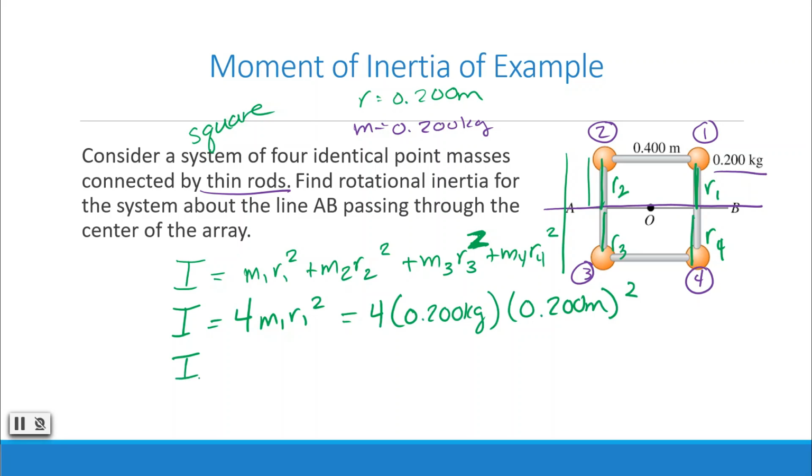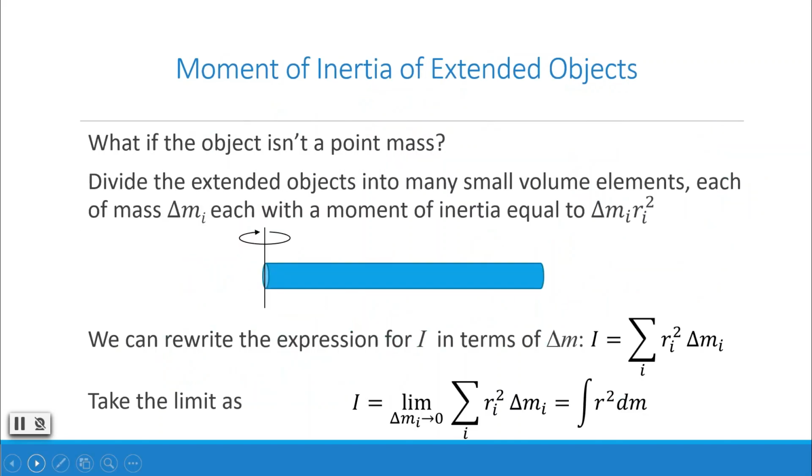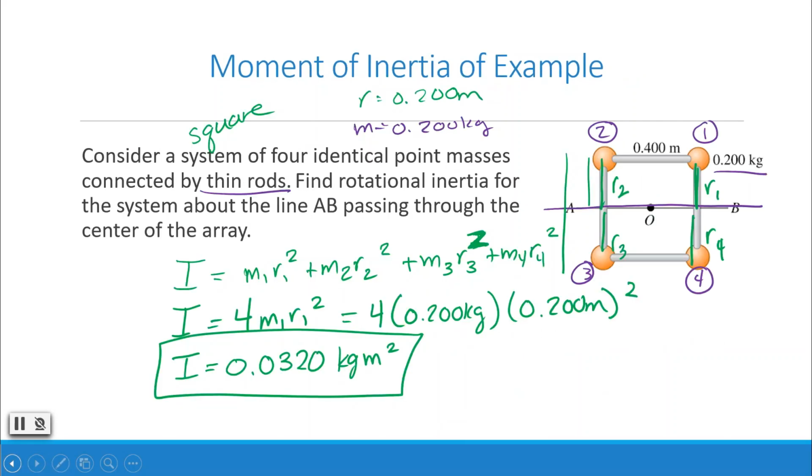That gives us a rotational inertia equal to 0.032368, so I should add another 0 on there, kilogram meter squared. Okay, and that's about that axis going through along the line AB. If you were to change the axis, you would get a different value. So you just have to be careful about what they're asking for.